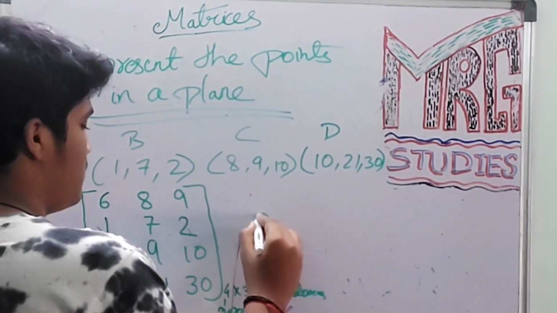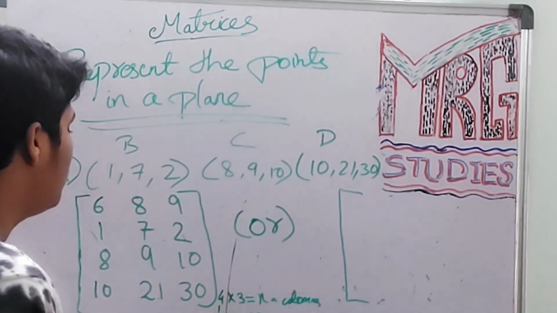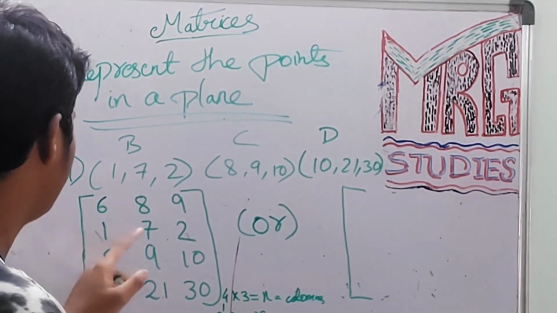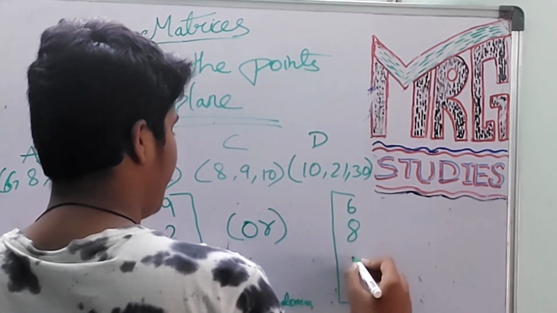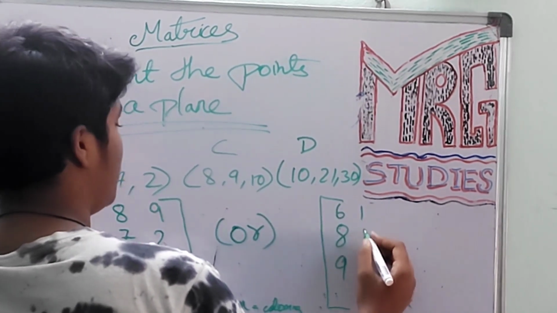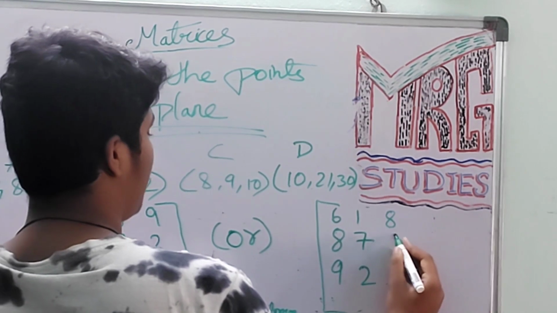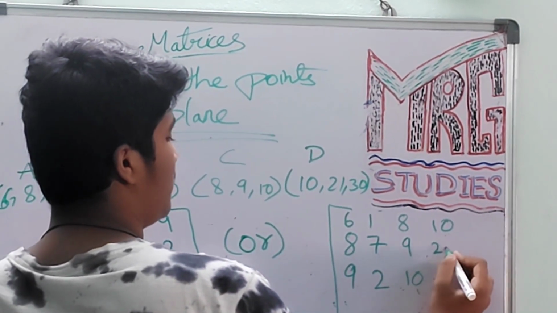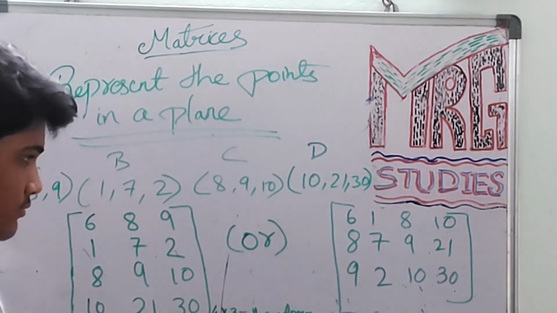See friends, now see how I will represent it. First A, right? You can represent like this: 6, 8, 9, then 1, 7, 2, then 8, 9, 10, then 10, 21, 30. Right friends? So we can represent like this also.